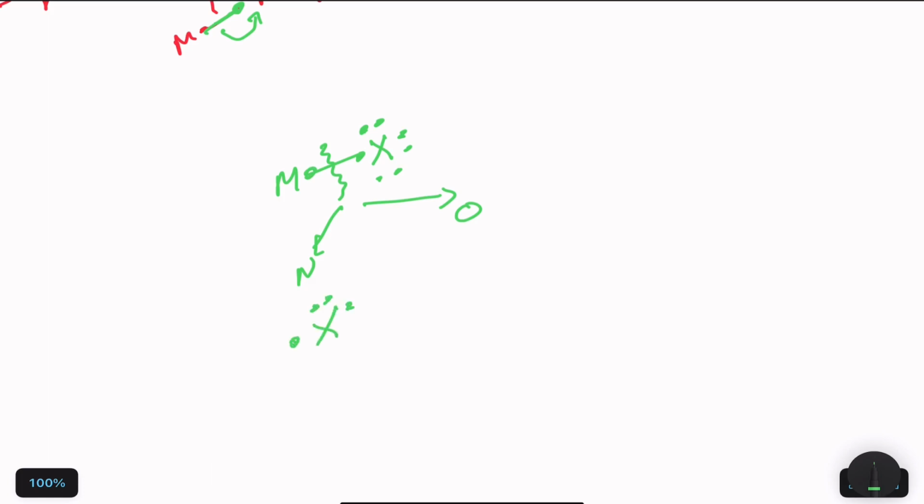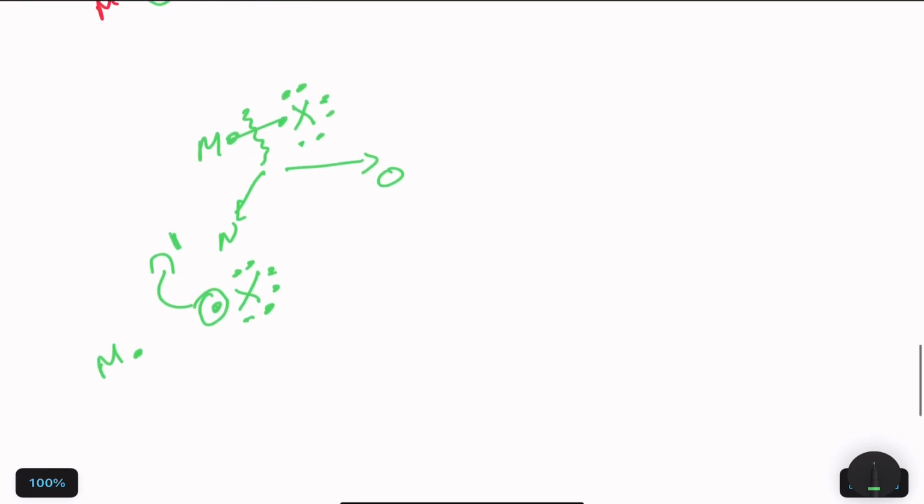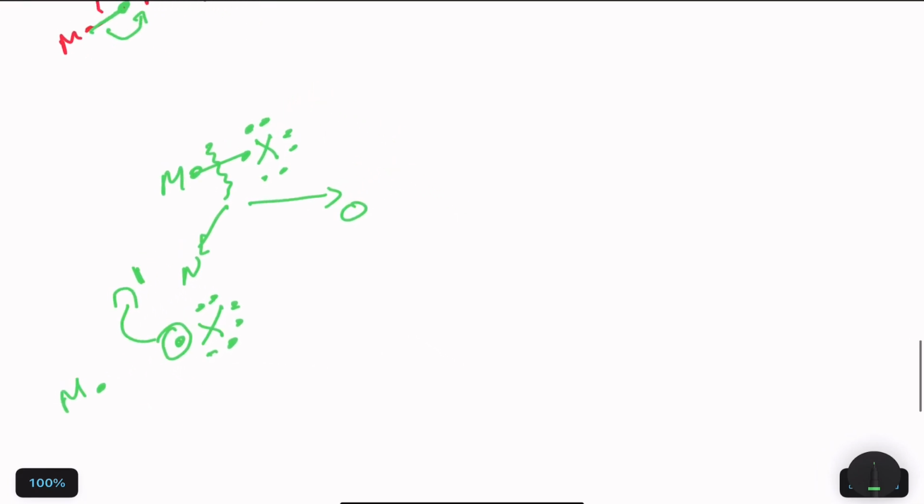1, 1, 2, 3, 4, 5, 6. So the neutral method, how many contribution? Metal will have 1 electron. So the contribution for neutral method is 1. What about the oxidation method?